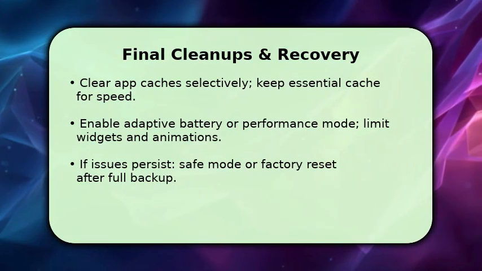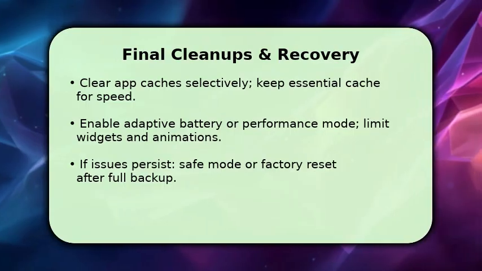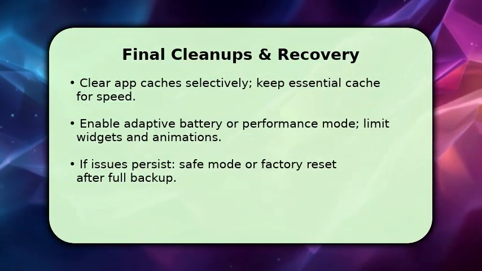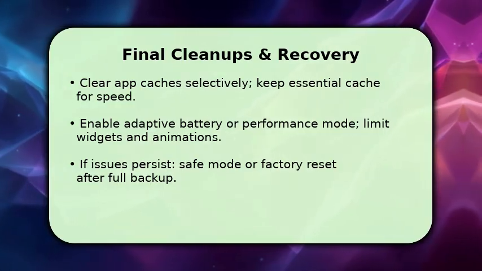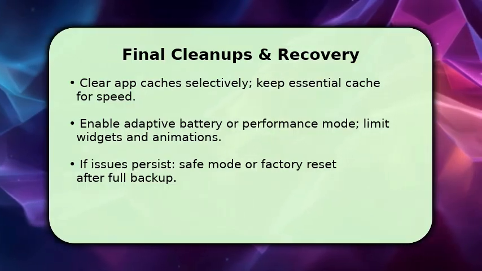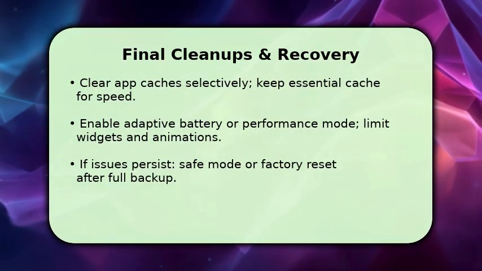You finish by selectively clearing app caches. Keep caches for essential apps to retain speed, but clear bloated caches that hog space. Then enable adaptive battery or a performance mode and remove extra widgets and excessive animations to cut GPU load.